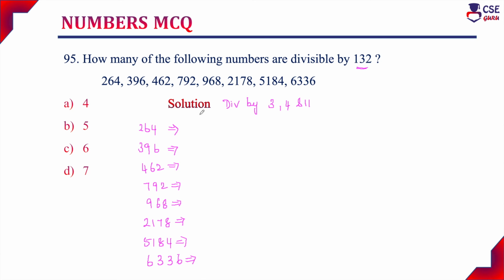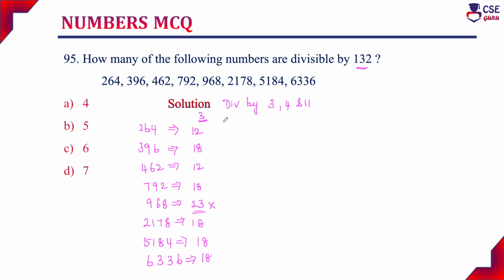So first, divisibility by 3. Its digit sum is 12. Yes, it is divisible by 3. Next sum is 3 plus 9 plus 6, it is 18. And the third sum is 12, and then 18, 23. And this sum is 18, and the next sum is 18. Here this 23 is not divisible by 3, so obviously this number is not divisible by 132. And the remaining numbers are all divisible by 3.